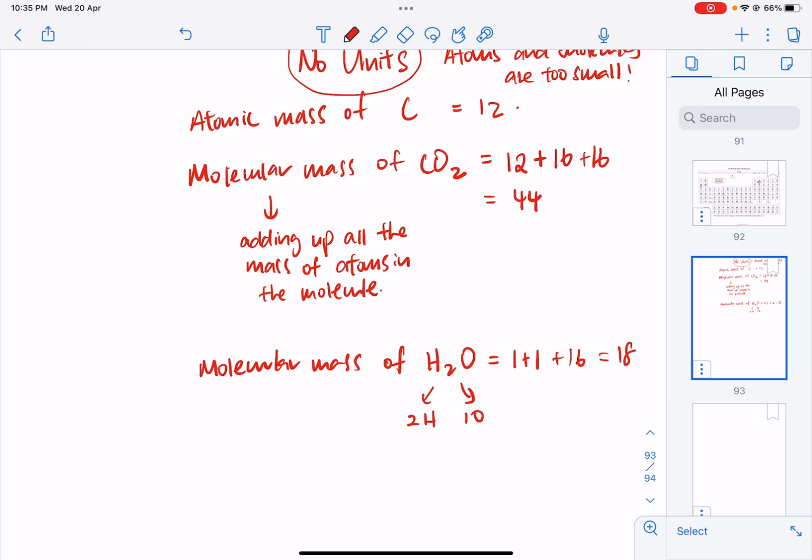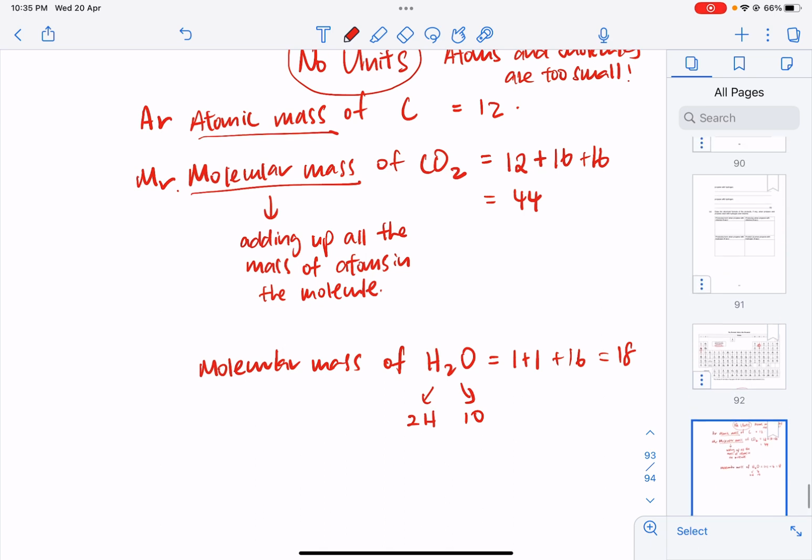It's just 18. Okay? Now, usually we have a short form for atomic mass and molecular mass. Atomic mass, we will just call it AR. Molecular mass, we will call it MR. So you can write the short form instead of the full word, okay? If not, it's too long. Okay? So let's go back to page 48 of your book.